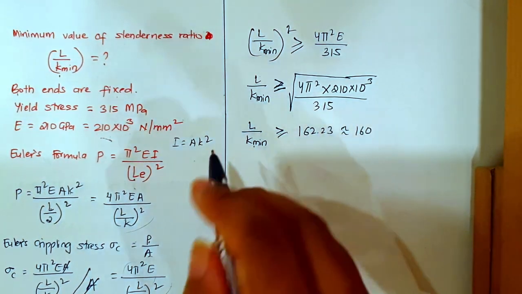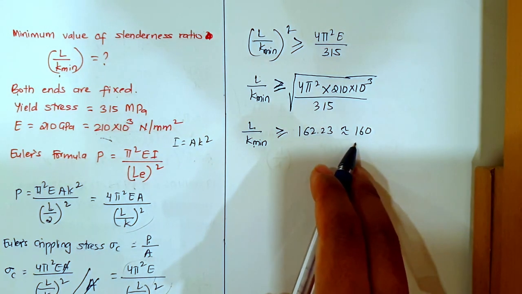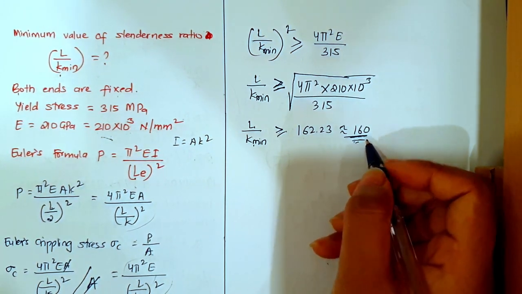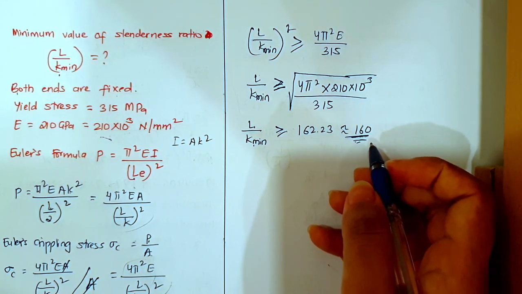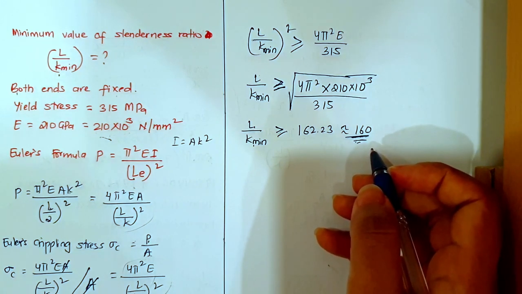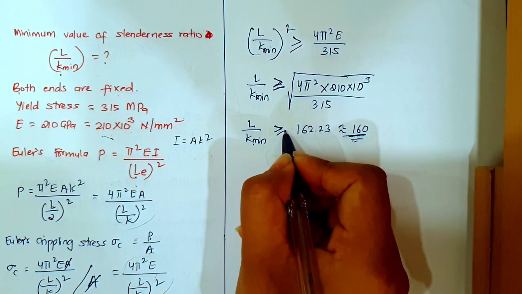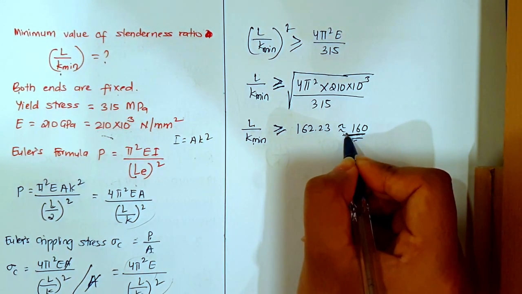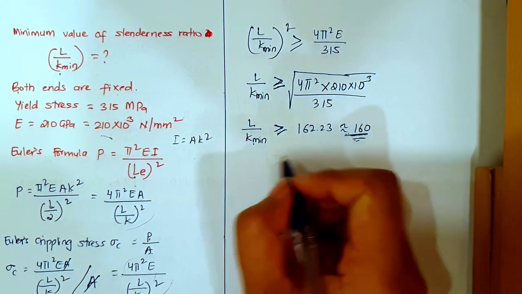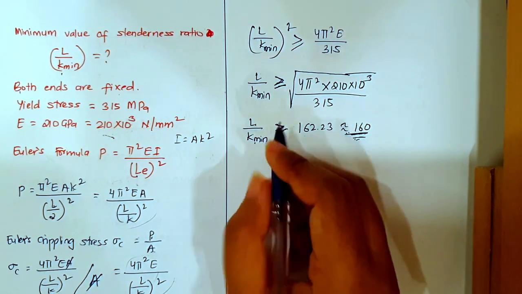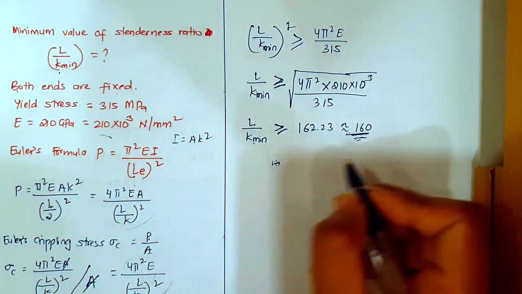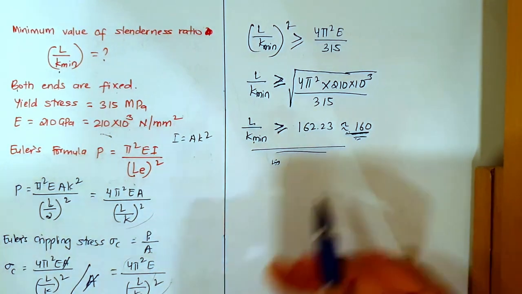So what does this mean? It means that the minimum value of slenderness ratio is 160. For Euler's formula to be valid, the slenderness ratio for a mild steel column should be greater than or equal to 160. Euler's formula will not be valid if the slenderness ratio is less than 160. If it comes 159, then Euler's formula will not be valid. So this is the limitation of Euler's formula. I hope you got the meaning of this value here.